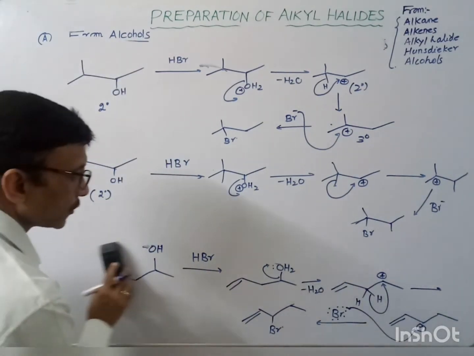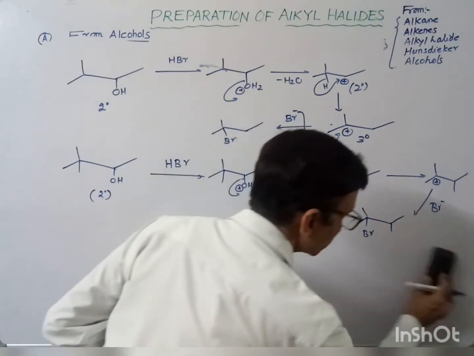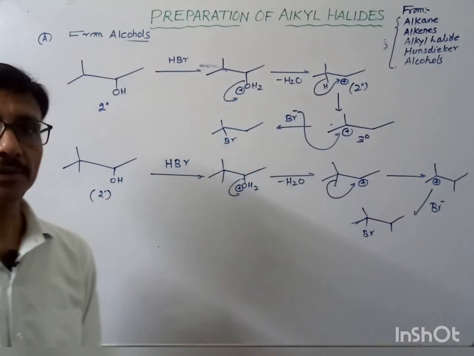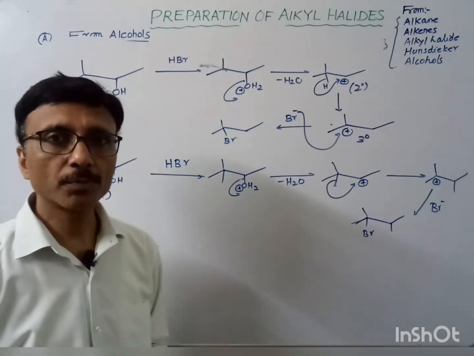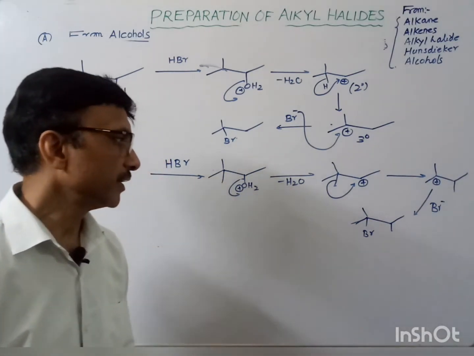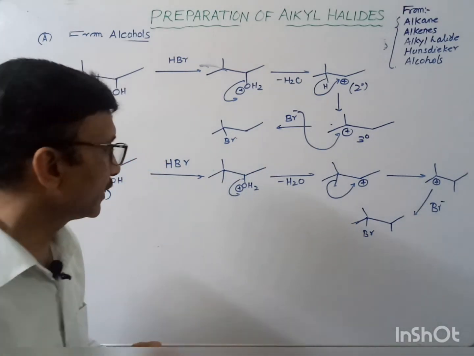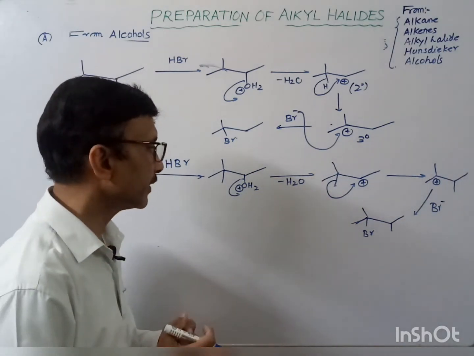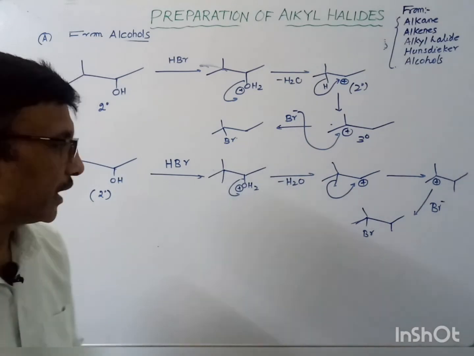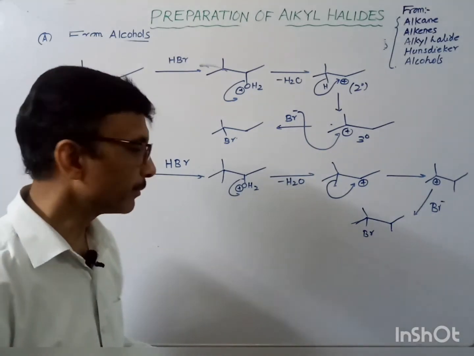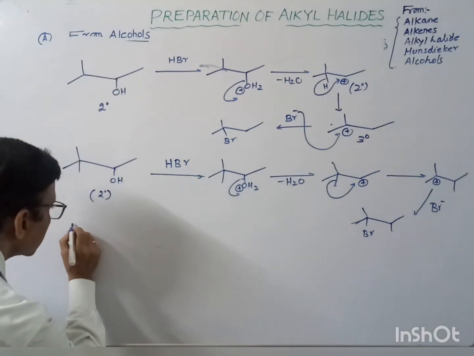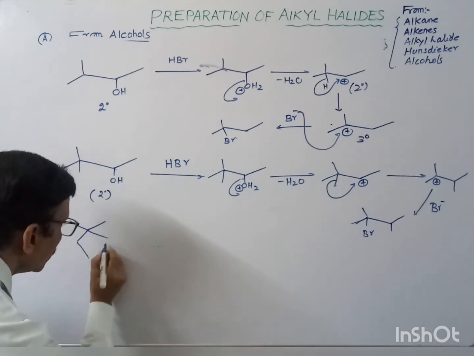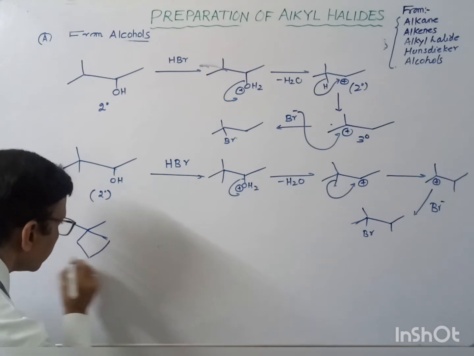Okay, now suppose we have a four-membered ring, the OH group is present on a four-membered ring. Then the four-membered ring, which is a strained ring, may undergo ring expansion, and that can be converted into the five-membered ring. So if you see the example, in this example you will see the ring expansion.